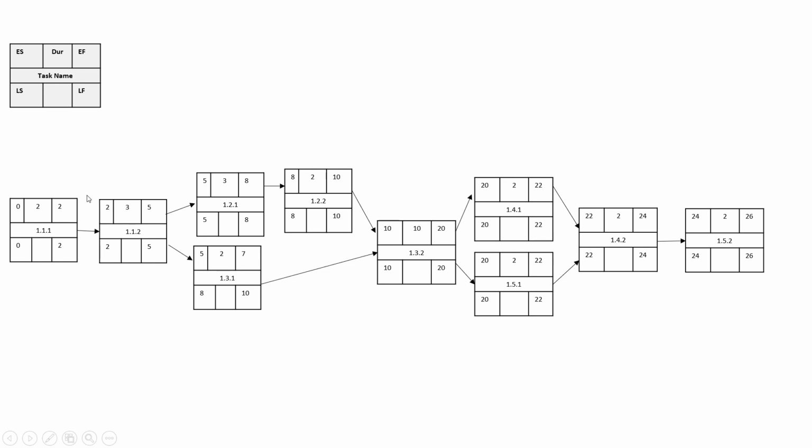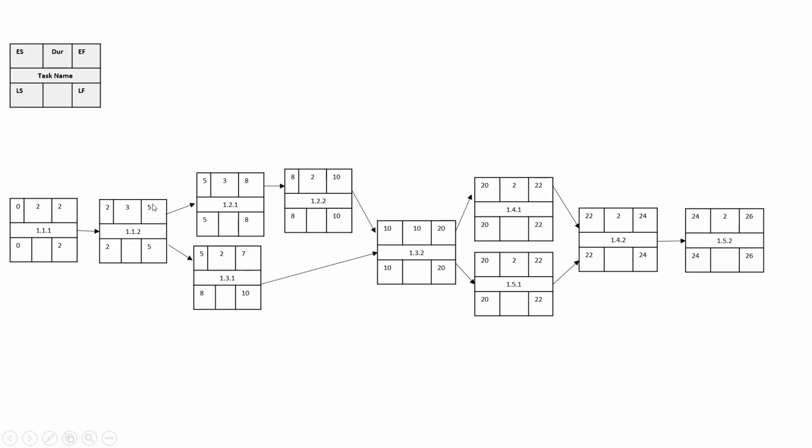We said our first task started at day 0. It was 2 days long. That's why our early finish was 2 days. I carried the early finish of 2 days to the next task to say this is when the next task starts. It starts after 2 days. And now I need to calculate the early finish for this next task. That's going to be its early start plus its duration, which is 2 plus 3, which is going to give us 5.